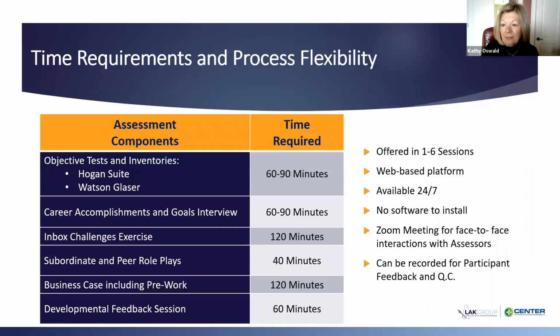Thanks, Mike, and thanks for inviting me back. So what we're trying to measure is really looking at various behaviors, leadership behaviors, how people get things done and how leaders get things done. And some of the components we use are objective tests and inventories. We particularly like the Hogan suite because it not only looks at values and normal behavior, but it also looks at derailers. Watson-Glaser is an example from a cognitive testing perspective.